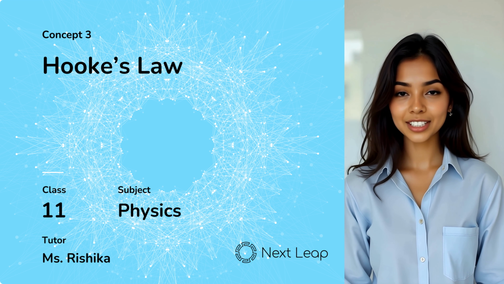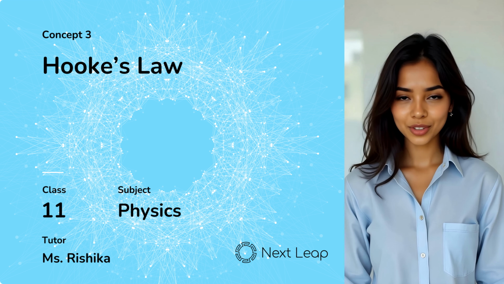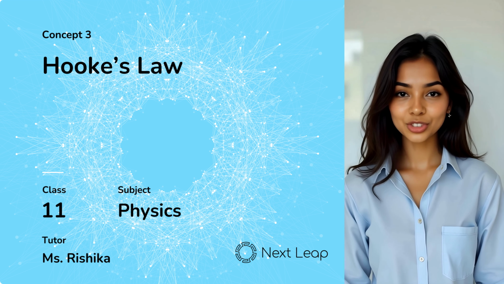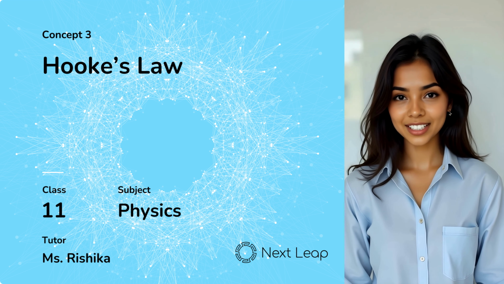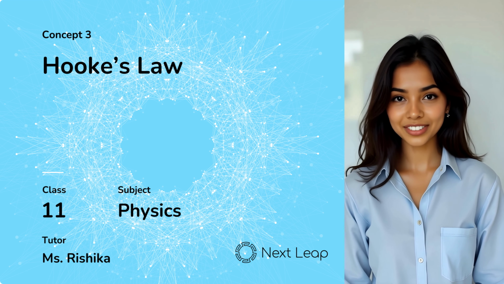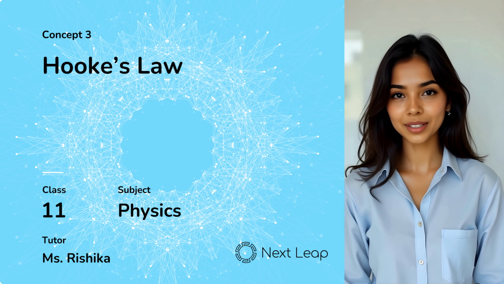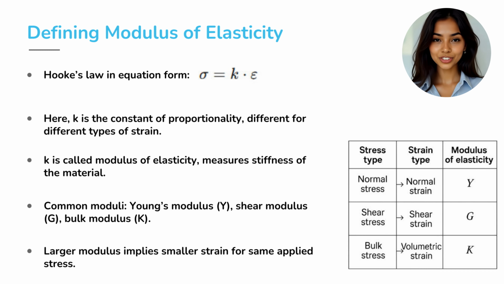As you can see in the diagram, the graph of stress versus strain starts as a neat straight line. And this line is the kingdom of Hooke's law, simple, linear, and reliable. Now let's put some numbers on that idea. Hooke's law is expressed as sigma equals k multiplied by epsilon, where sigma is the stress, epsilon is the strain, and k is the constant of proportionality.